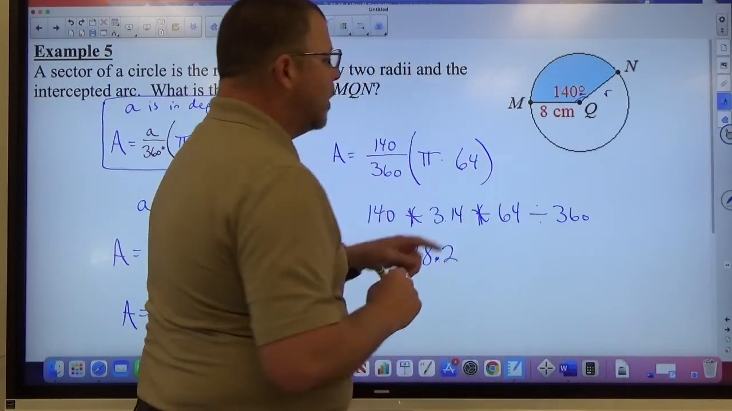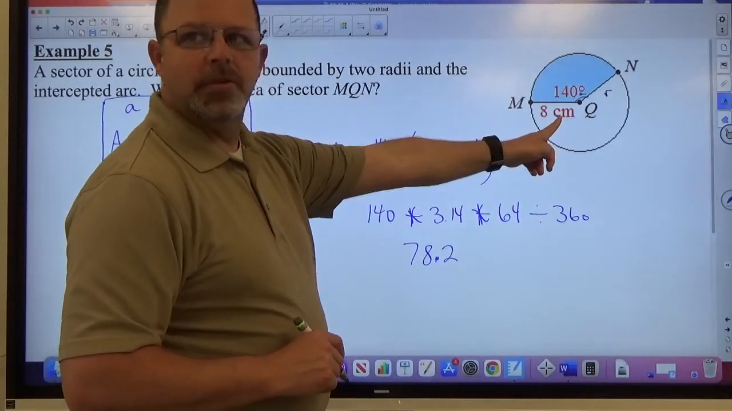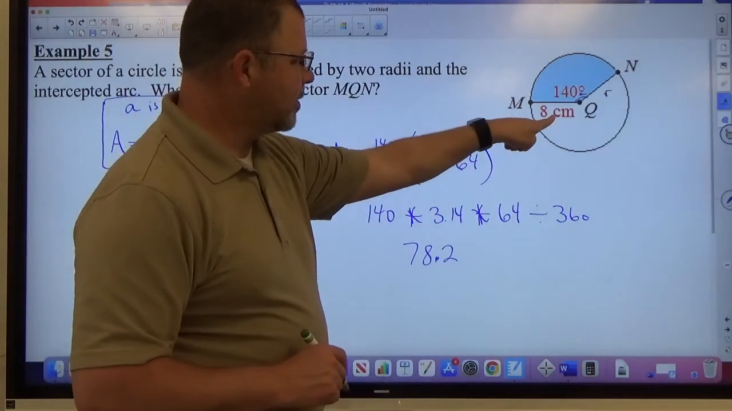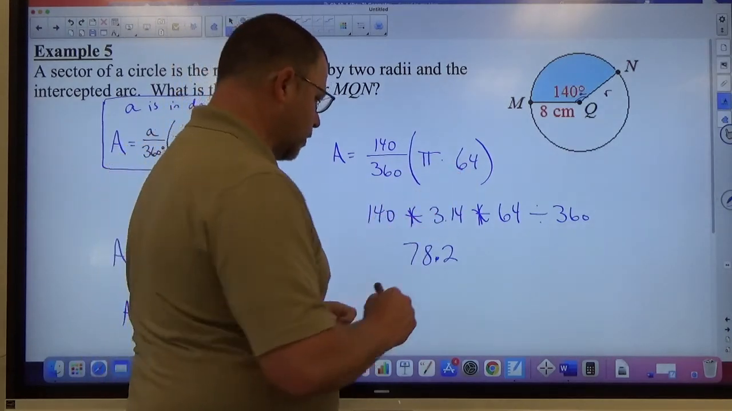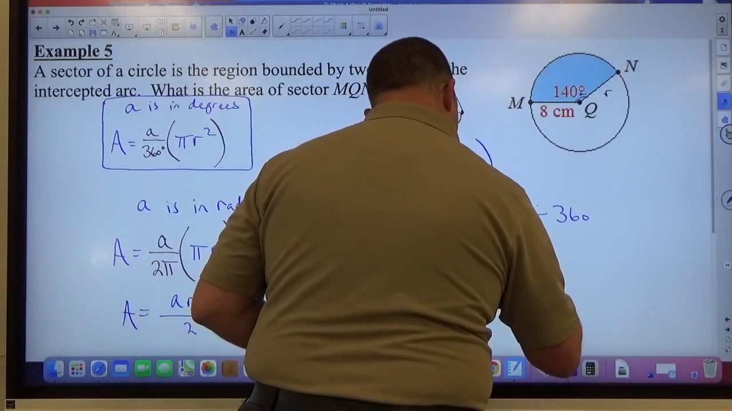Now, the unit on the radius is centimeters. So when I did 8 centimeters and squared it, I actually have centimeters squared in the formula. So the unit of area should be centimeters squared.